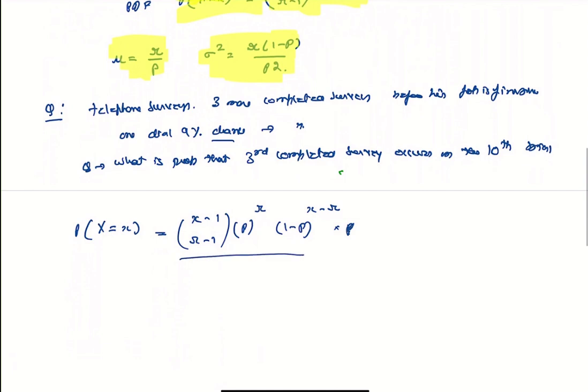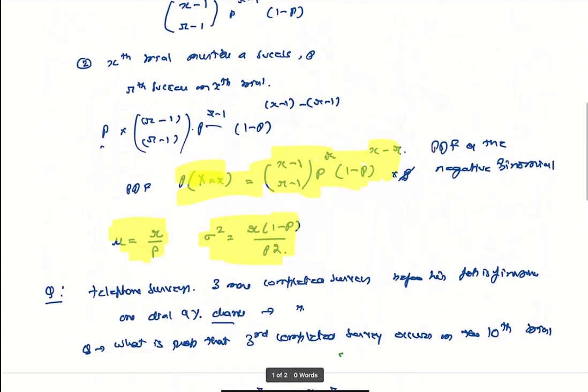This is the formula. So what is x here? X here is 10, which is going to be 10 minus 1 choose r minus 1, where r is 3, so 3 minus 1, and the probability of success is 0.09. So then it goes to the r, which is 3, and 1 minus probability is 1 minus 0.09, to the x minus r, which is 10 minus 3, which is going to be 7. So which is going to be 0.01356.